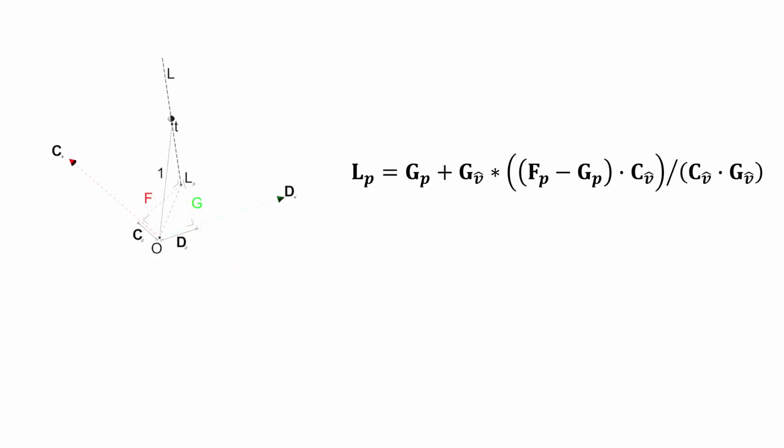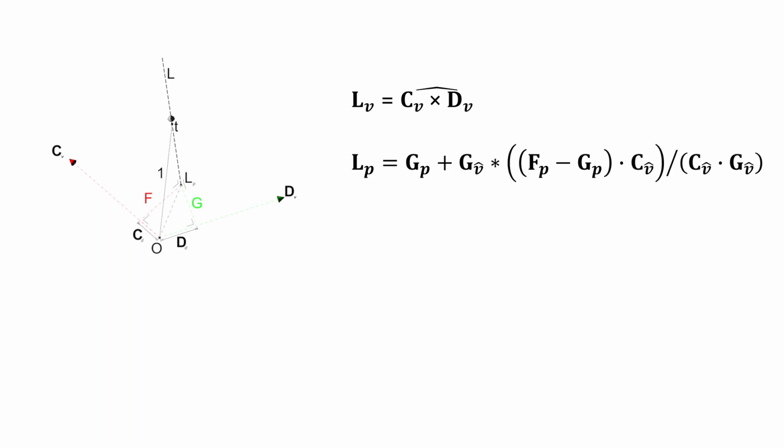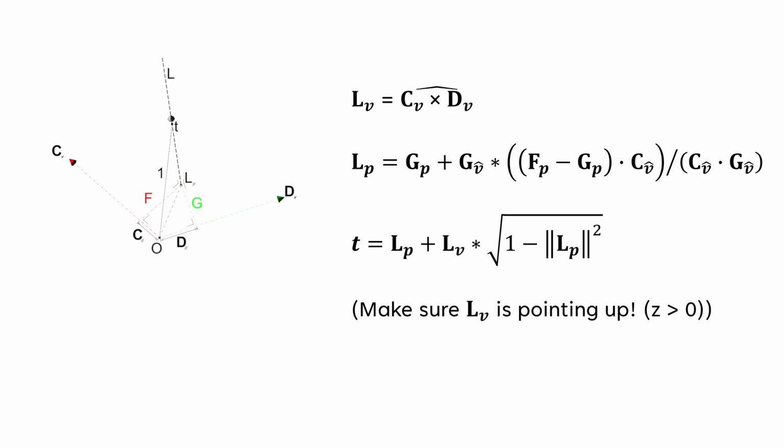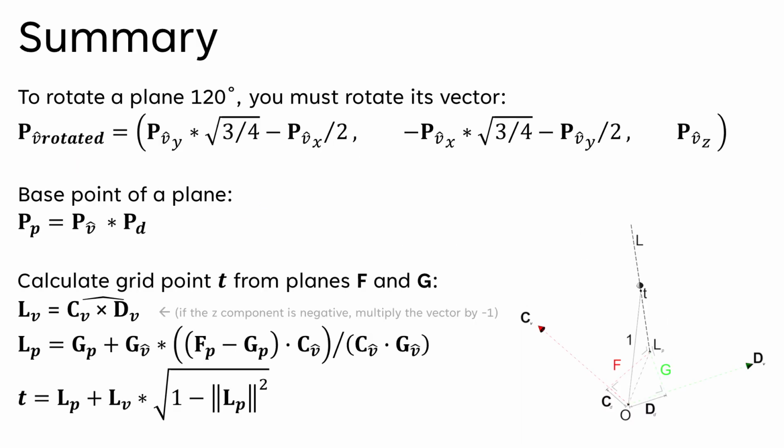Now we have the line, so to get the grid point T, we must find the point on the line where it intersects the unit sphere. And that is the point on the line where its distance is 1 away from the origin. And remember to make sure to select the point that has a positive z value. And here's an overview of the formulas we created.